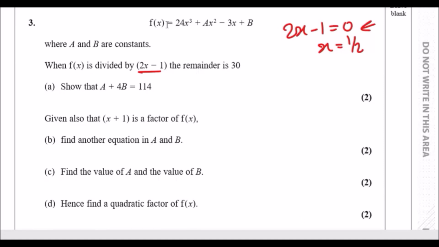So it says here that we've got a function which is a cubic function where a and b are constants, and it tells us now, and this is the important bit, when f(x) is divided by 2x minus 1, the remainder is 30. In other words, the function equals 30 when you plug in a certain x value. Now, when you have a linear term like this, remember to always equate to 0 and find what the actual x value is. So 2x minus 1 is 0, 2x is 1, and x is half. So all it's saying is literally plug in x equals half into this equation and equate to 30.